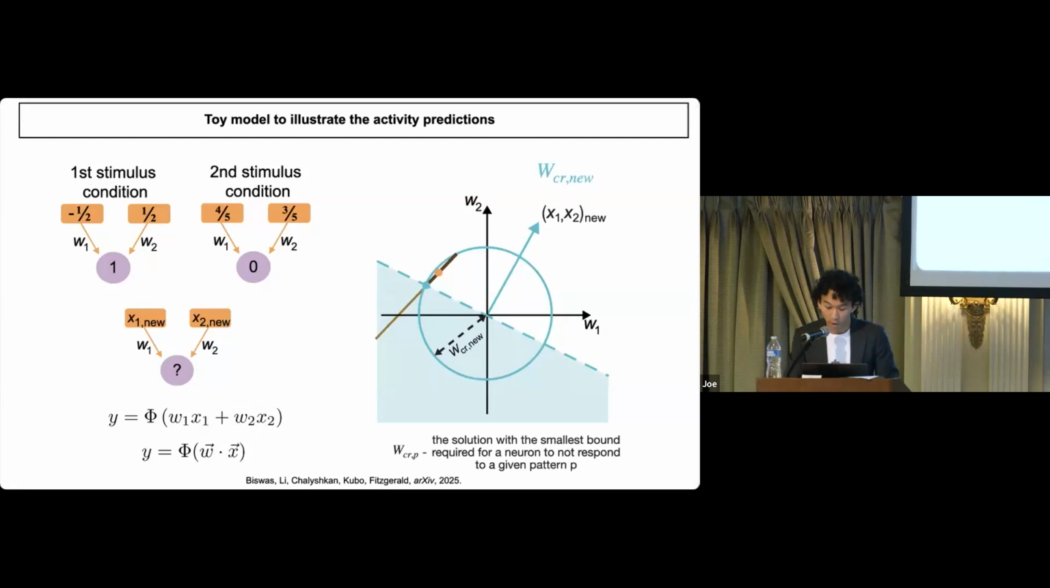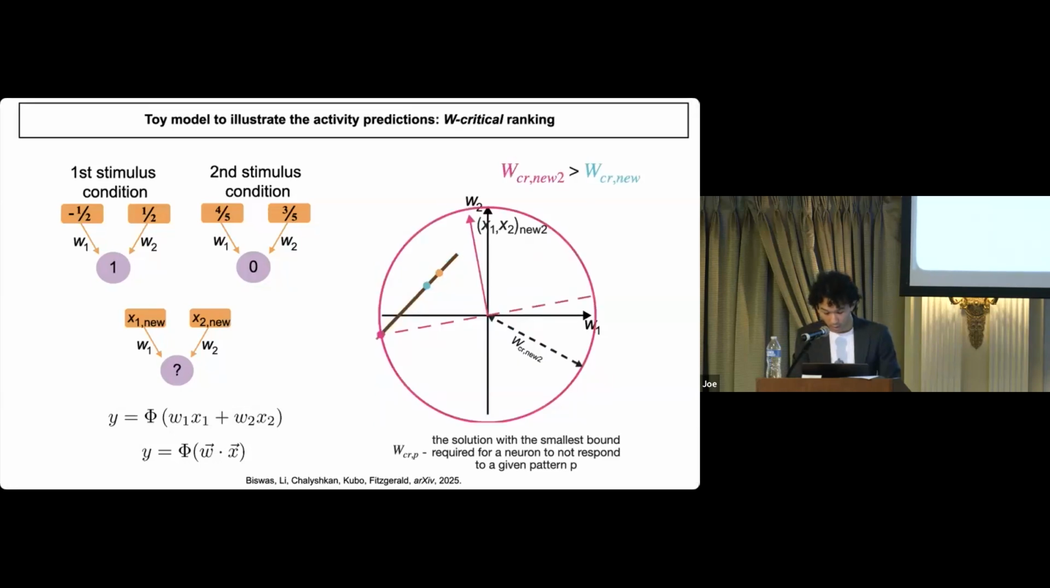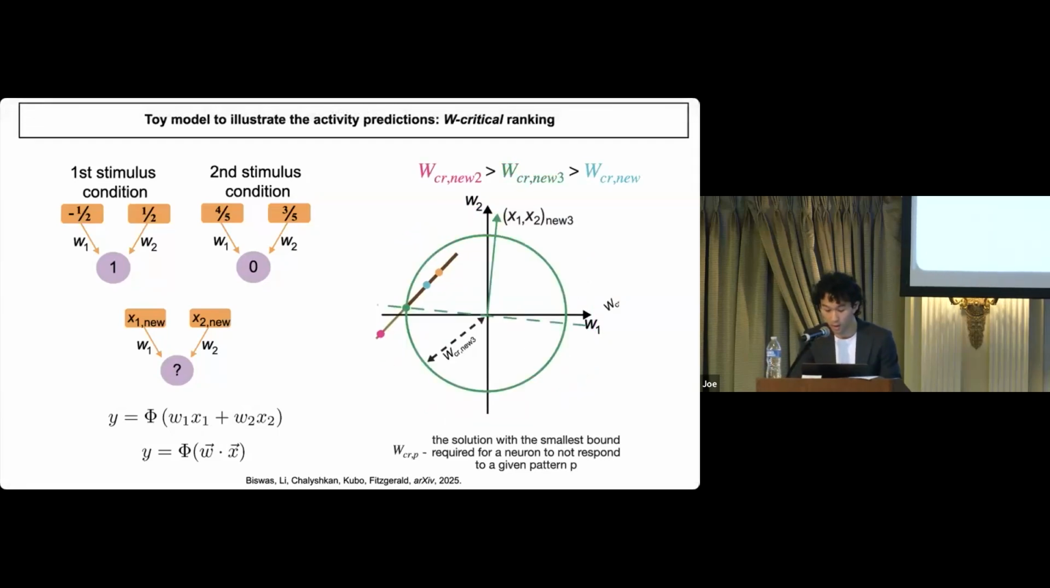So now, similar to how we found W critical synapse in our structural predictions, we can define W critical pattern as the bound up to which the neuron will respond to a pattern. So here's the turquoise dot for this particular X new pattern vector represents this W critical new quantity. Suppose now that we have a different pattern vector, X nu 2, for which we find a larger W critical pattern, here labeled by a pink dot. And for yet another pattern vector, we find W critical pattern bound in between this turquoise and pink dots.